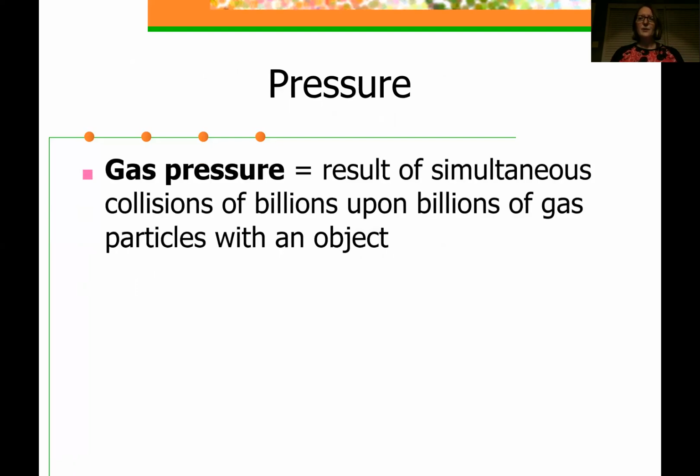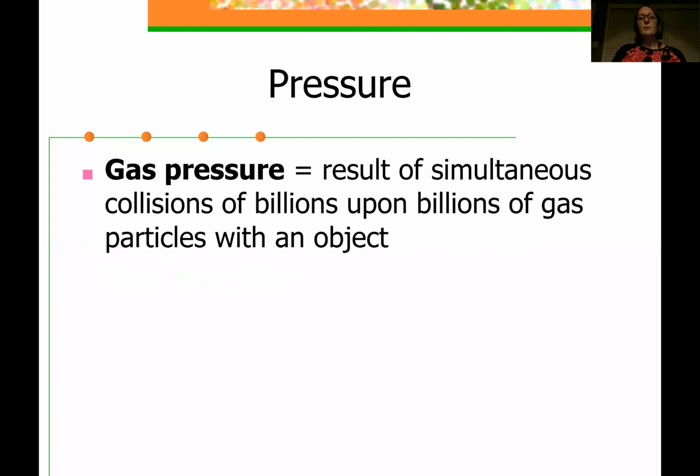Well, gas pressure is the collision of all those billions of gas particles in an object. So remember, inside our container, we have a whole bunch of gas particles, and they're all moving around, and they're bound to run into each other. And the more they run into each other, the greater the gas pressure would be.